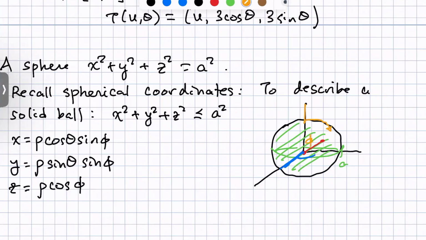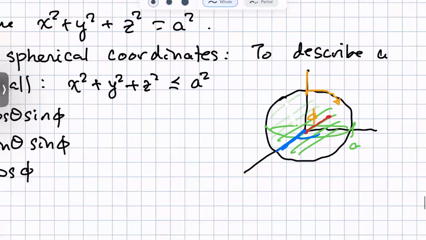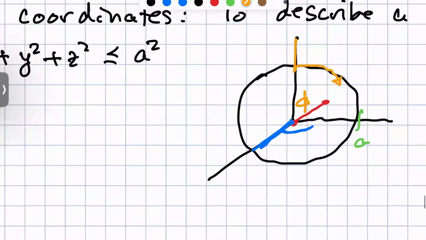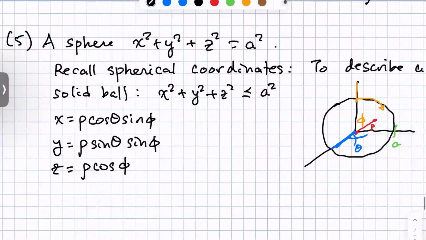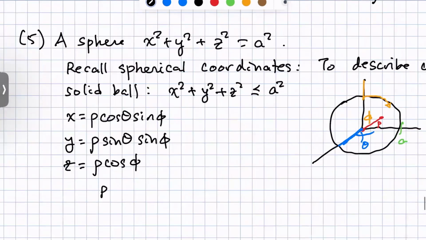Okay, so let me just draw this a little bit more clearly. If I have a point in the ball, then I have an angle phi, I have an angle theta, and then I have a distance rho. And here, rho goes between 0 and a, theta goes from 0 to 2 pi, and phi goes from 0, which is the North Pole, down to the South Pole.